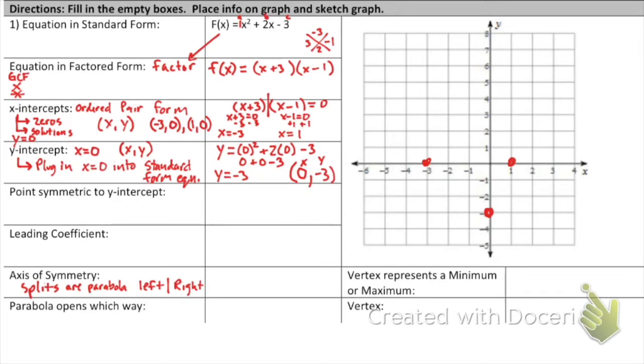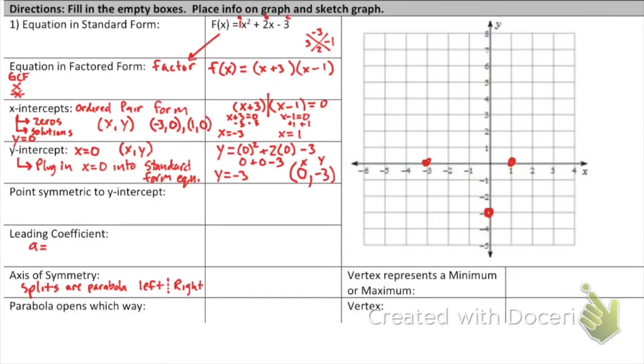Okay, so our axis of symmetry, we usually write it in with a dotted line. So think of it, our axis of symmetry is going to split our parabola into the left side and the right side. So before we find the axis of symmetry, and I show you how to do that, let's look at the leading coefficient, okay? Leading coefficient is just your A value.